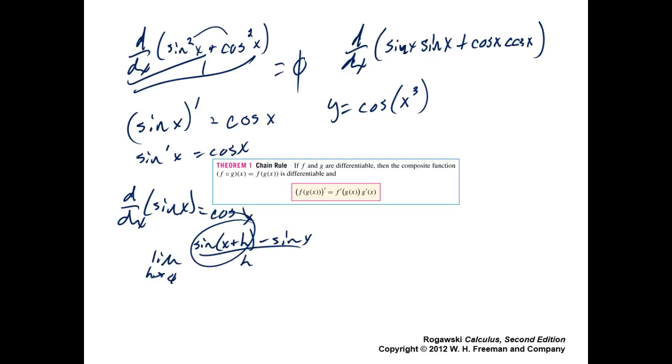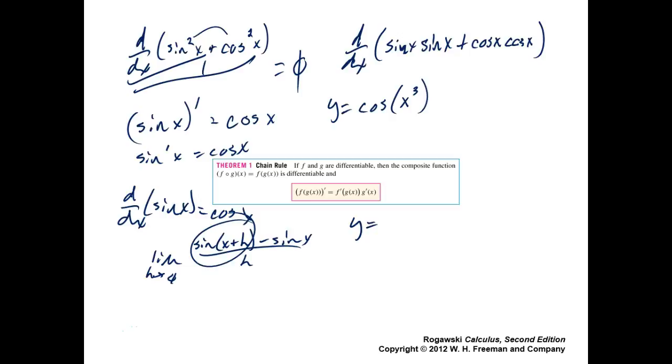Another one would be this one. y is equal to the square root of x to the fourth plus 1. Square root of x to the fourth plus 1. Okay, both of those are composite functions.